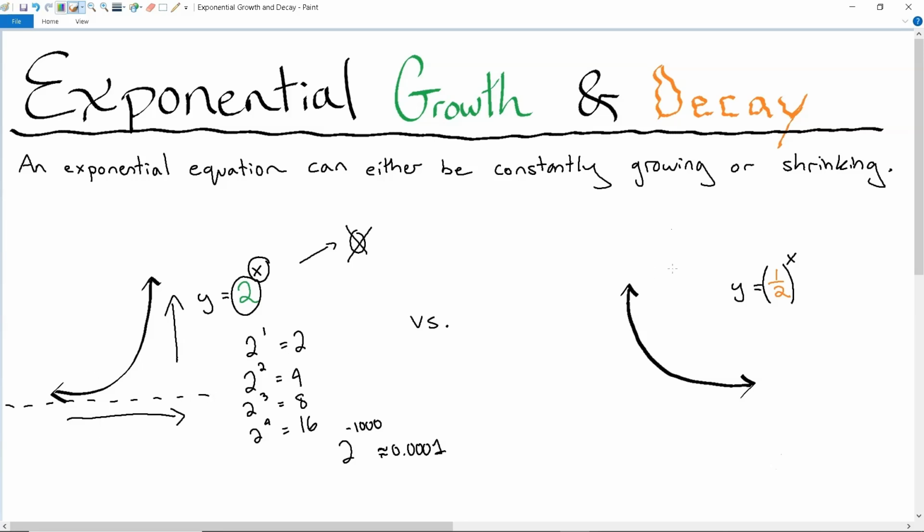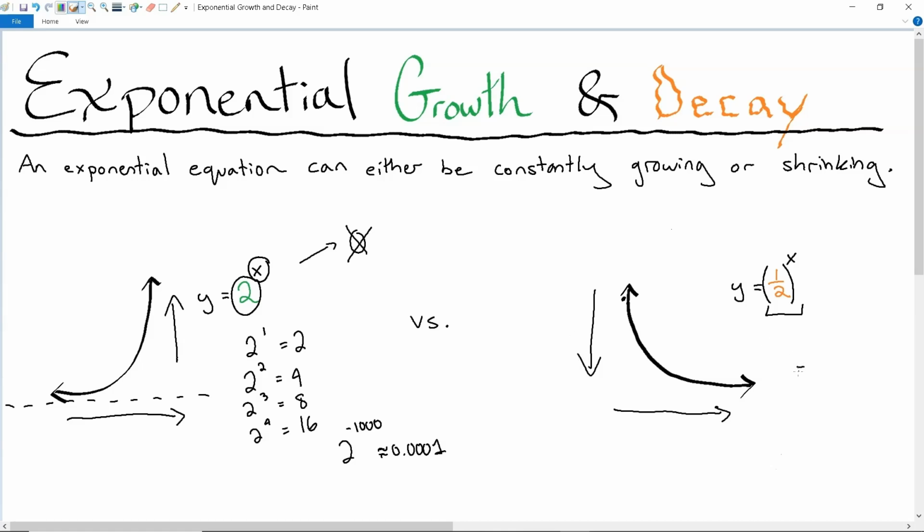On the flip side of things, we have exponential decay, and all that's changed is our base value. Instead of it being a number greater than 1, we have a value in between 0 and 1. We have a value of 1 over 2, or 0.5 in this scenario. And this is actually going to flip things on its head, where we're probably going to be starting at a high value, and then as x increases, our y value decreases exponentially.